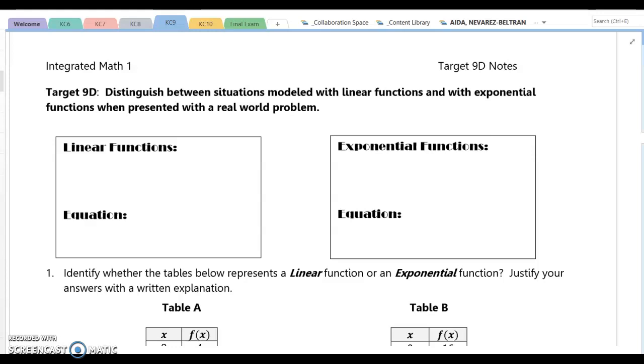So let's go ahead, do some target D notes. This is our last target of KC9. After this, we're just gonna be doing some practice, doing some activities and stuff like that. So here we go. Let's start.